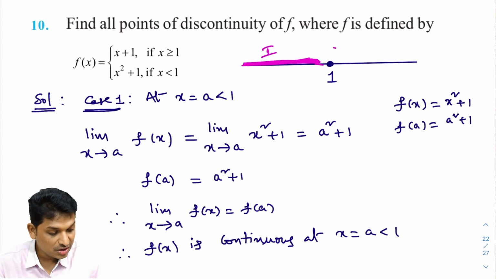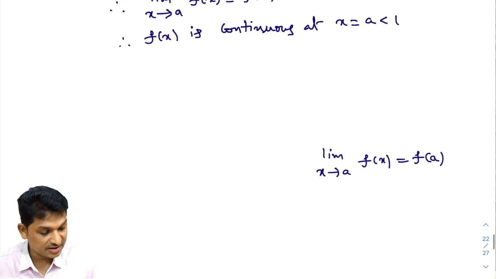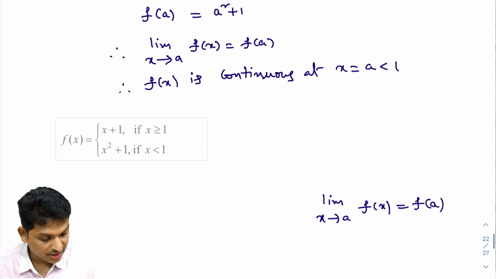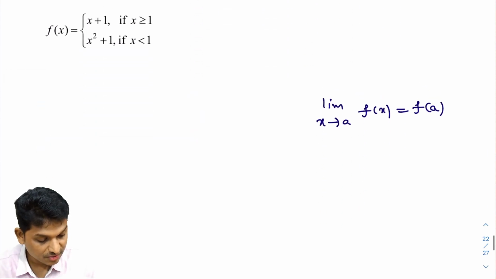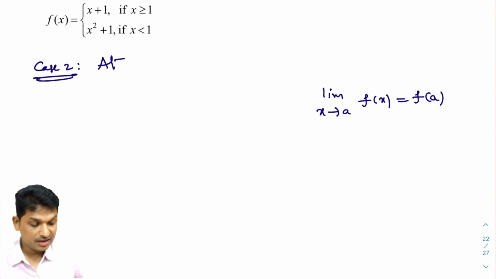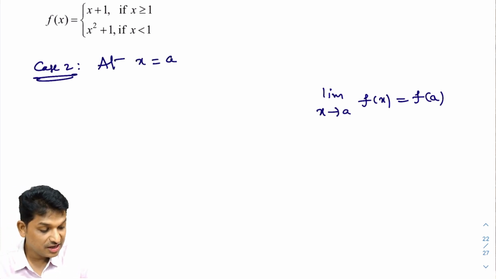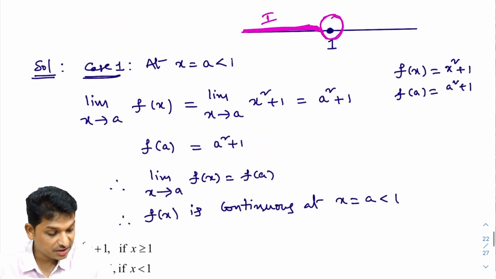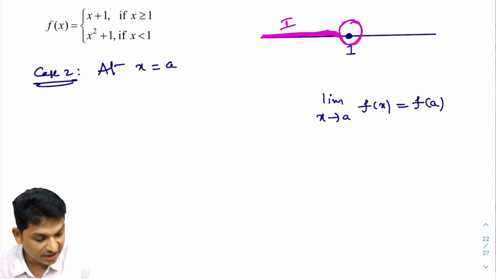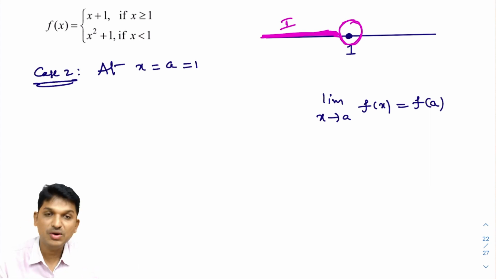Now what is case 2? I will check continuity at this point, at 1. We will start case 2. I'll bring the function here to avoid confusion. This is the function. I am checking the continuity in case 2 at x equal to a. Where am I checking the continuity? At 1. A value is 1. That means I am checking the continuity at x equal to 1.